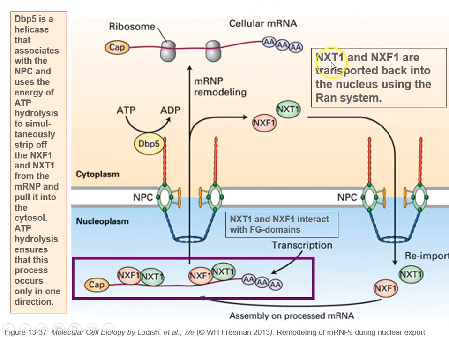When the NXT1 and the NXF1 come back, it's not shown in this figure because that would make it too complicated, but they actually do use the RAN system to get back. So the messenger RNA can leave without using the RAN process, but the proteins that allow it to do that, when they come back, use the RAN process.